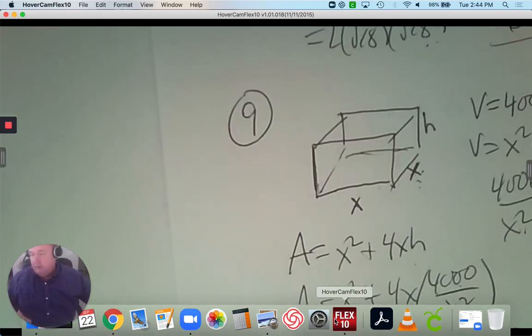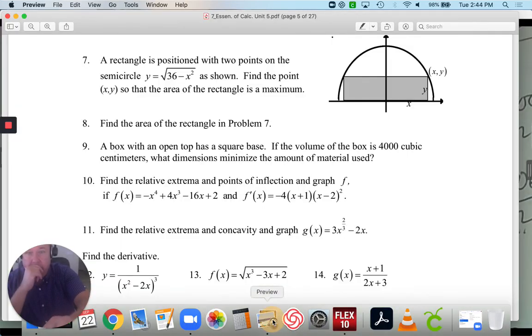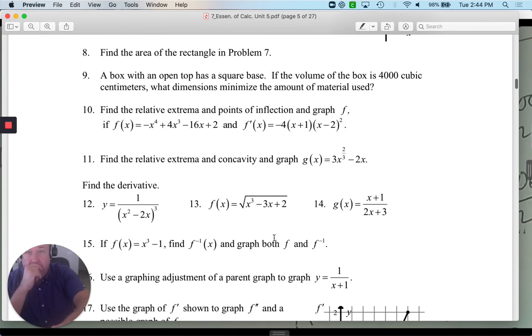All right. So I think that's the last question for 5.2 and the rest are review. Let me look here. Yeah. So 9 was the last question to do with optimization. So I know calculus story problems can be challenging, but we did it together and you have to believe in yourself, work at it, and you're going to solve it.